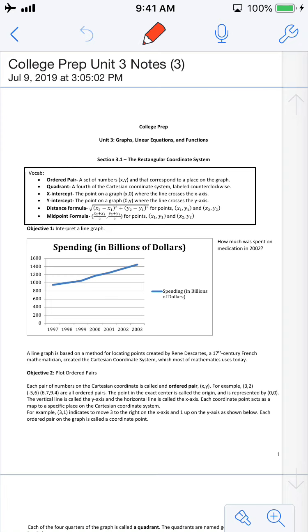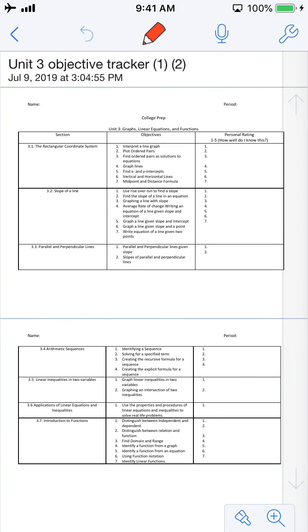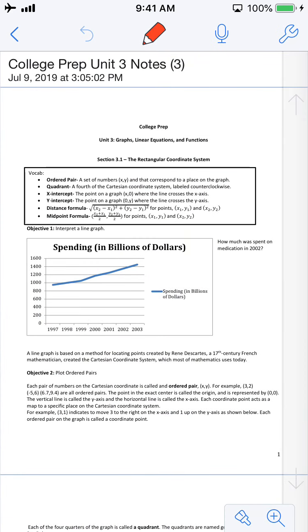Alright, welcome to the 3.1 section notes. Now there is another note page in front, just kind of a shout out to this. This is what we call your objective tracker. It just kind of has an overview of the whole chapter. I usually bypass this in the videos, but if you have any questions on it, come see me in person.